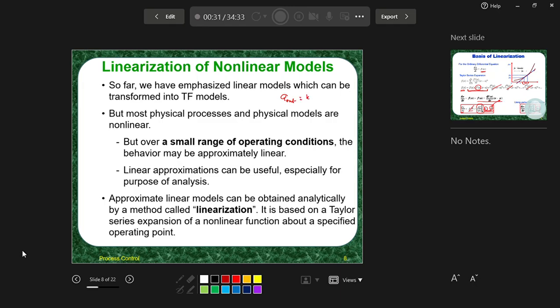In the case of a tank, for example, the output Q out is related to the level in a nonlinear way, like this, k square root of h. So in that case, we cannot apply the Laplace transform analysis that we have demonstrated so far. And we need to do a process called linearization to convert this nonlinear system to a linear system that can be handled. Whenever you have a nonlinear model, you need to linearize it in order to use the Laplace transform analysis and the transfer function representation for the process.